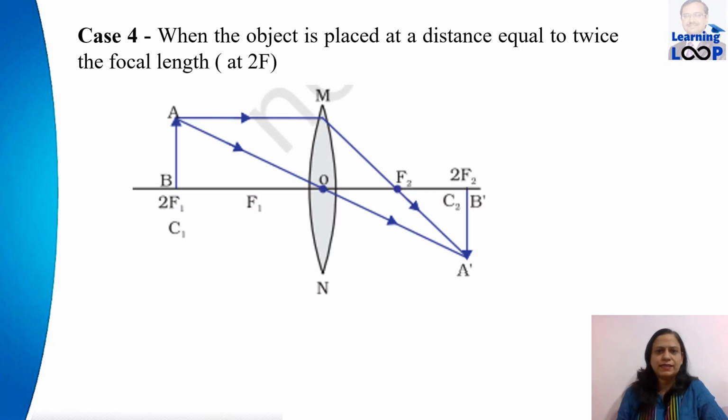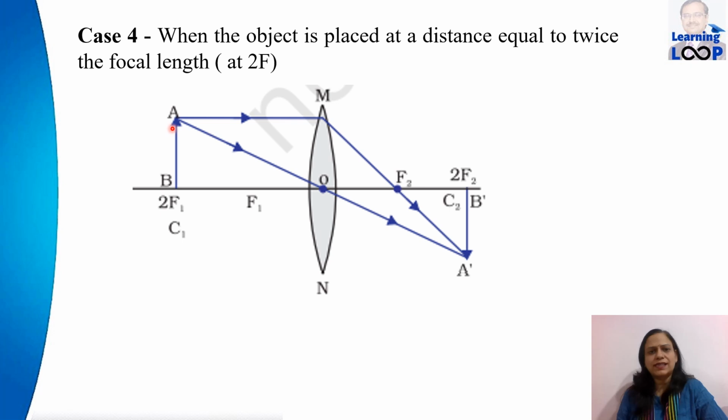In the fourth case, the object is placed at a distance equal to twice the focal length. That means the object is now placed at 2F1. So this diagram is the one which needs maximum caution, because if you are making your lens with a compass, then it's going to come out perfect in the first go. But if you have made your lens freehand without dimensions, then there may be a problem which you have to be very careful about.